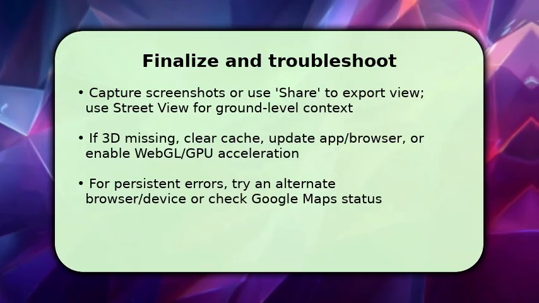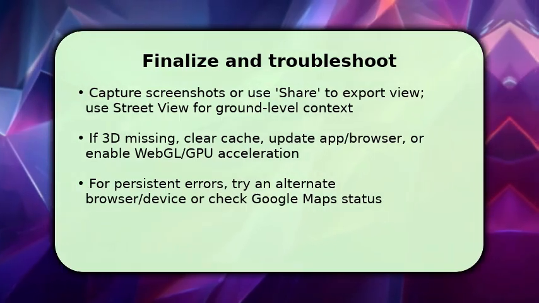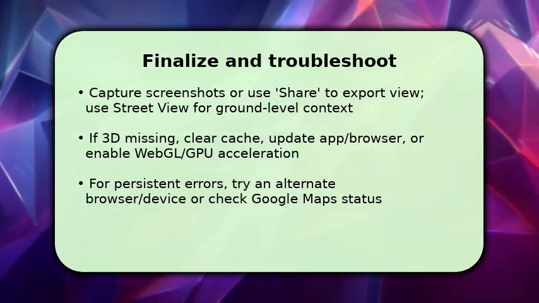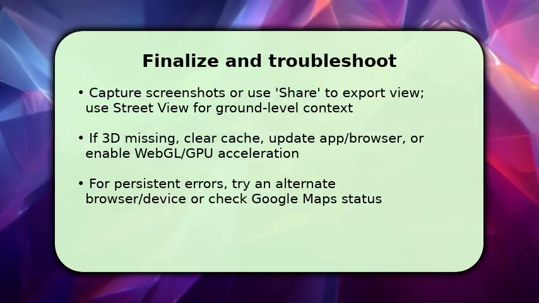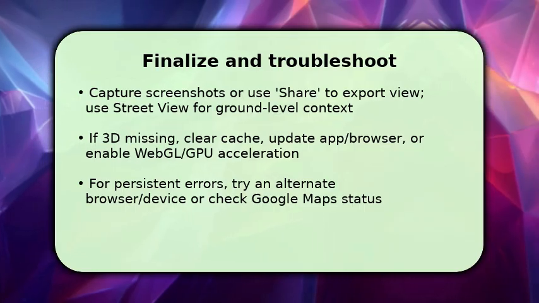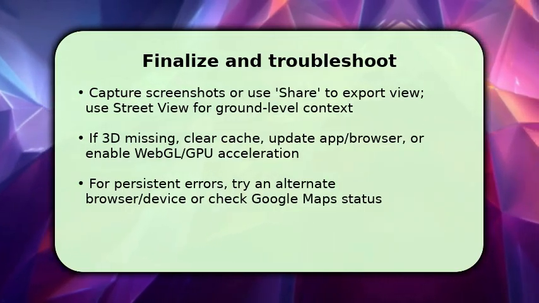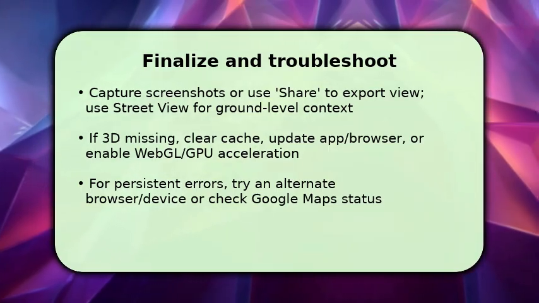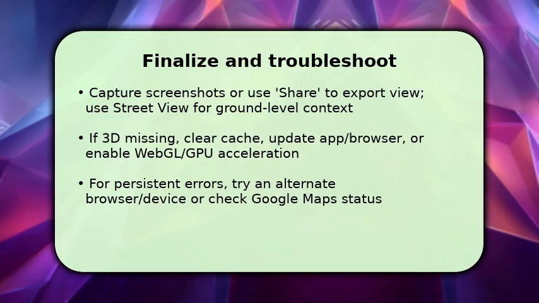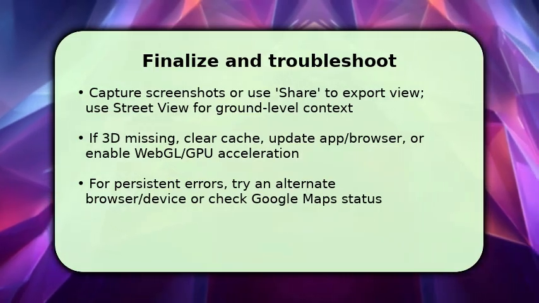If the 3D view fails to appear, clear cache, update the app or browser, and confirm WebGL or GPU acceleration is enabled because those drive the 3D renderer. If problems persist, try another browser or device to isolate the issue, and make sure your internet connection is stable. Key tip: enabling hardware acceleration usually resolves rendering failures quickly.